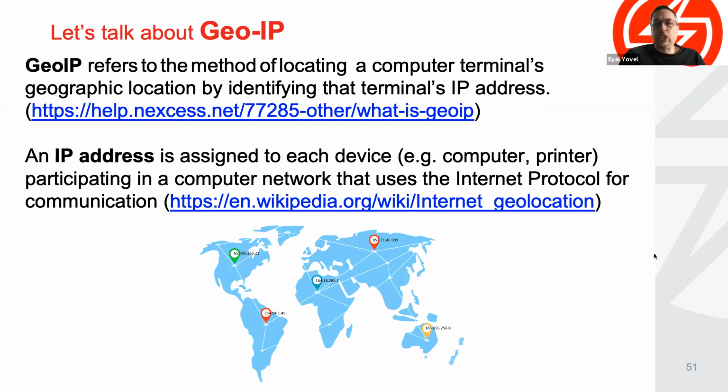The reason is Geo-IP. Even though I changed my geolocation to London, still, the IP address of the device wasn't changed. An IP address is assigned to each device, for example, computer, printer, mobile, participating in a computer network that uses the internet protocol for communications. And that can't be changed by changing the geolocation as we did until now. So how can I change my Geo-IP?